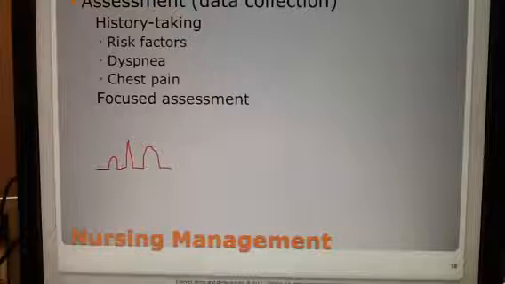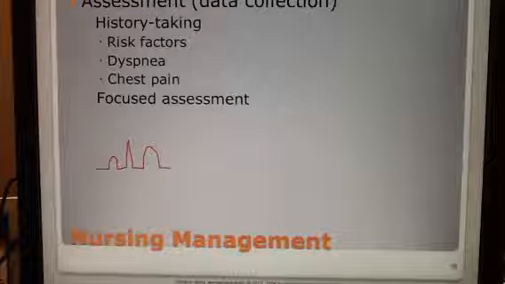Diagnosing cardiovascular system disorders starts with assessment and data collection. First off, the nurse or doctor will take a history by asking the patient several questions about their risk factors, about dyspnea or chest pain, and then a focused assessment comes about, and we do that by doing several different things.